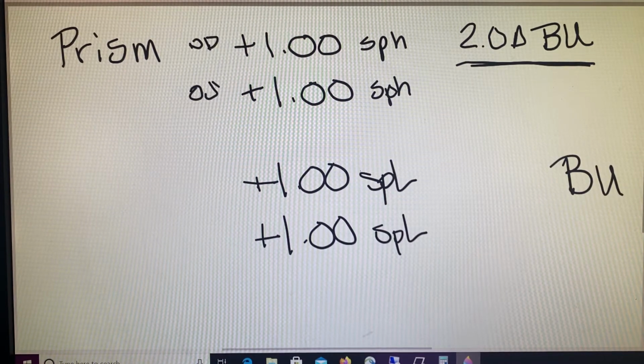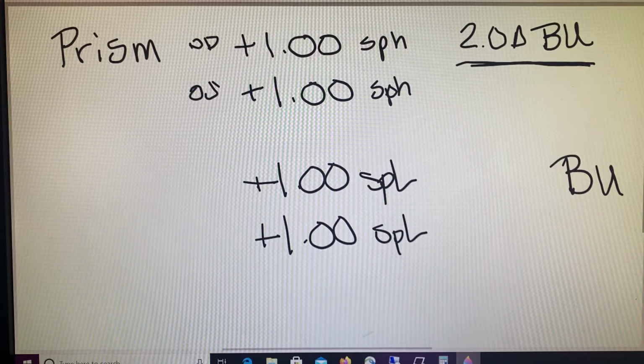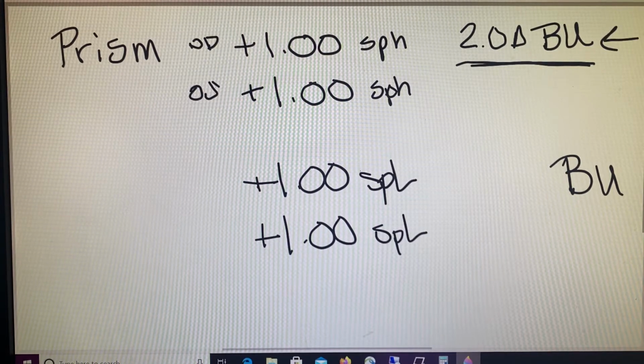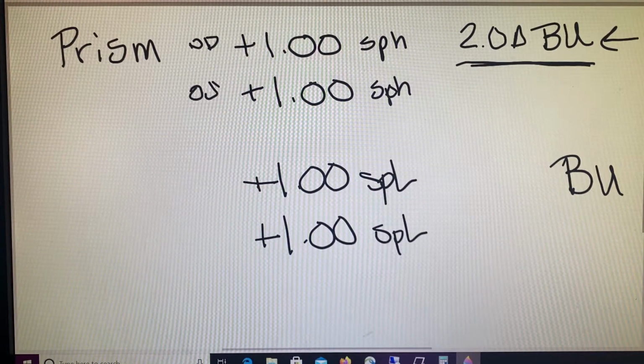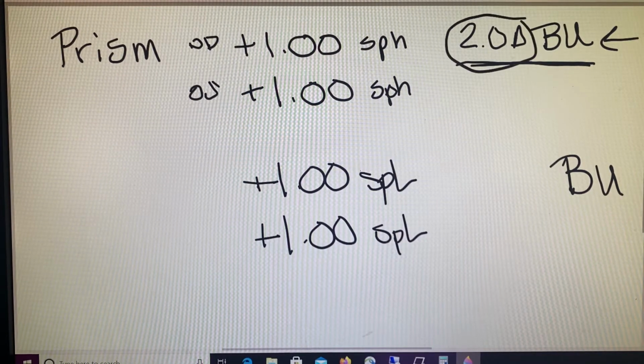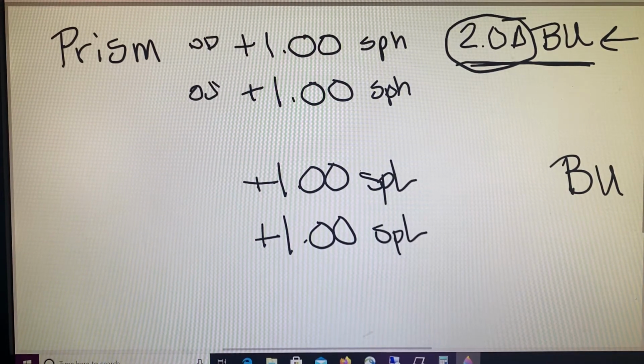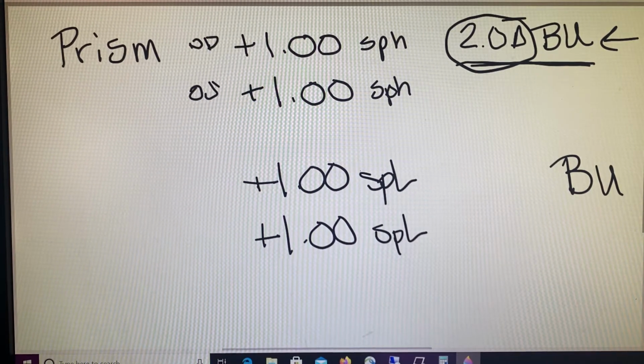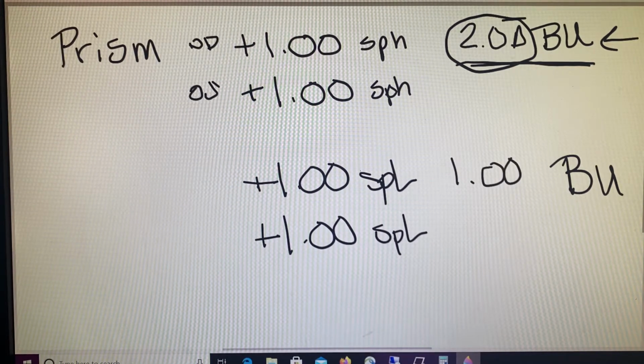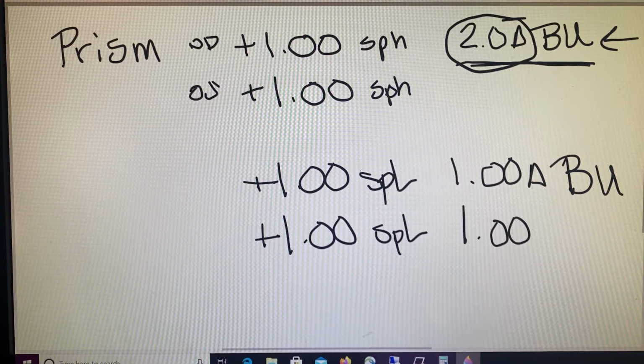Because the right eye has base up in the original prescription, we need to keep that base up in the right. This is going to ensure that the patient gets the proper correction. But then we want to split up this 2 diopters evenly between the 2 eyes. So if we have 2 diopters total, we're going to put one of those diopters of Prism on the right side, and the other is going to go on the left.